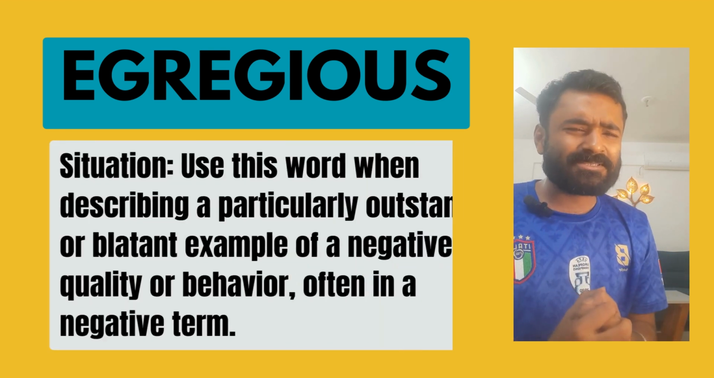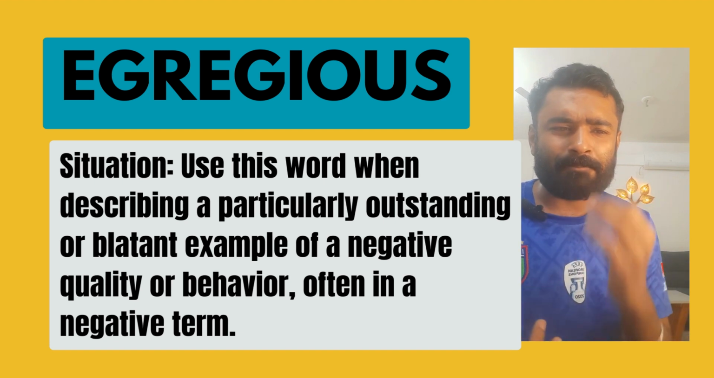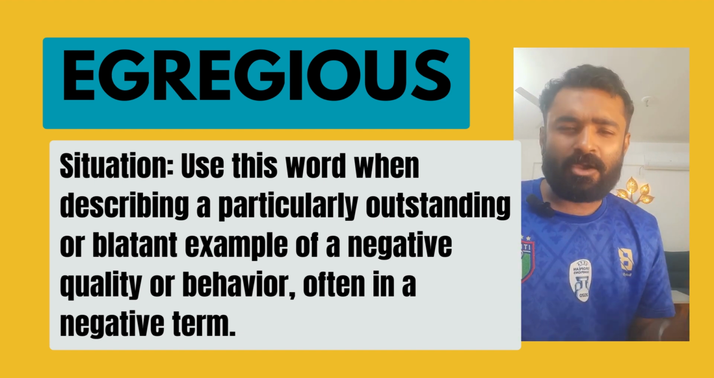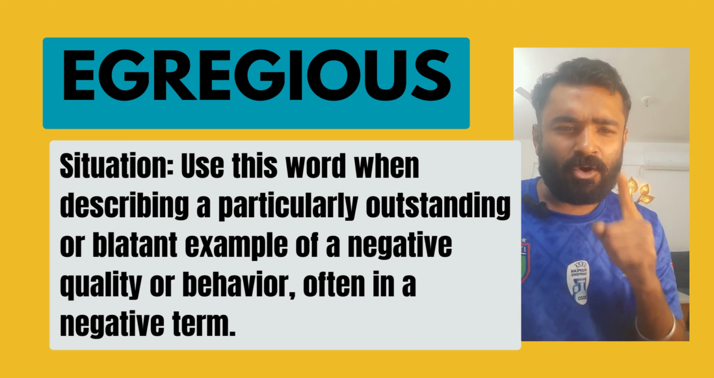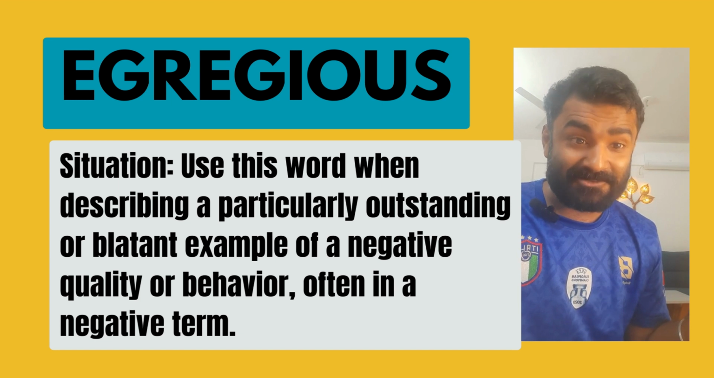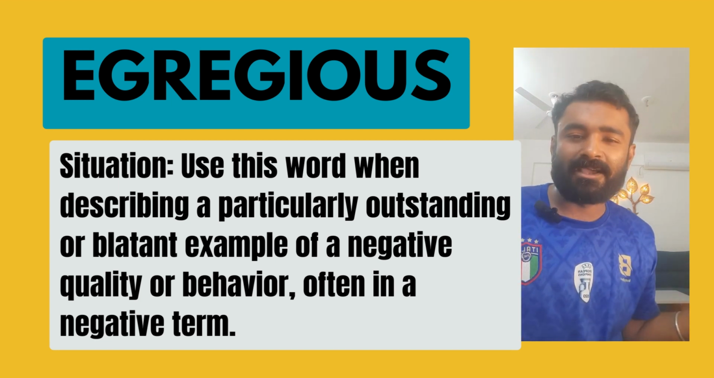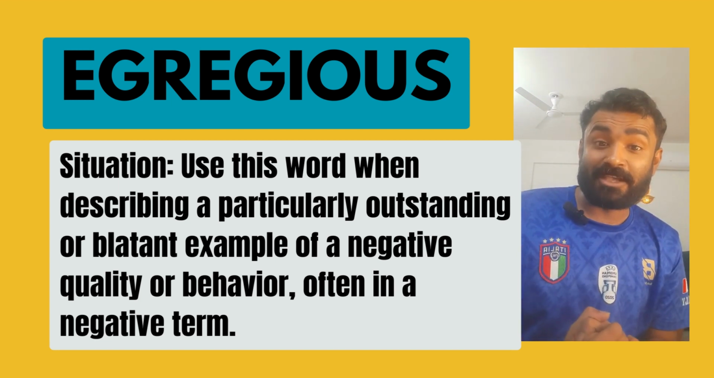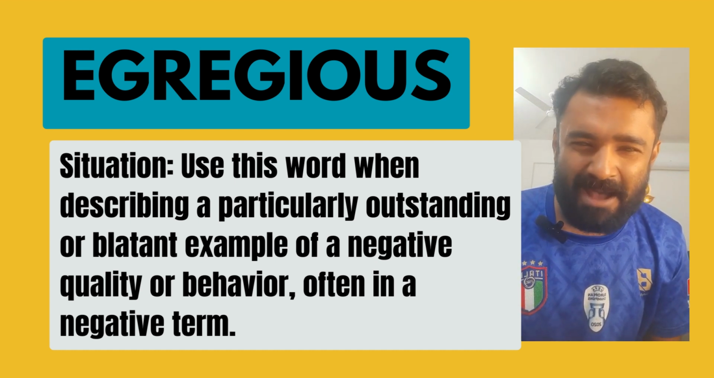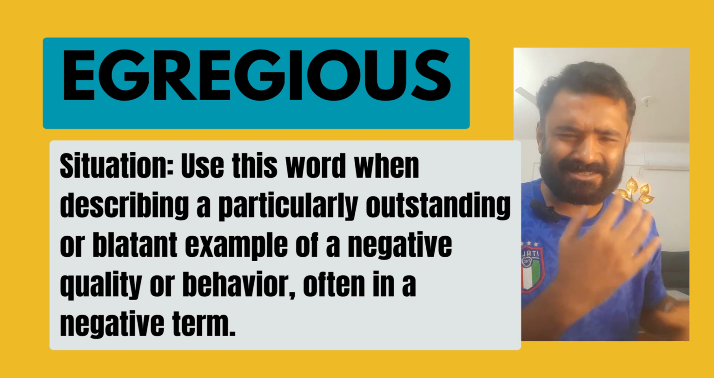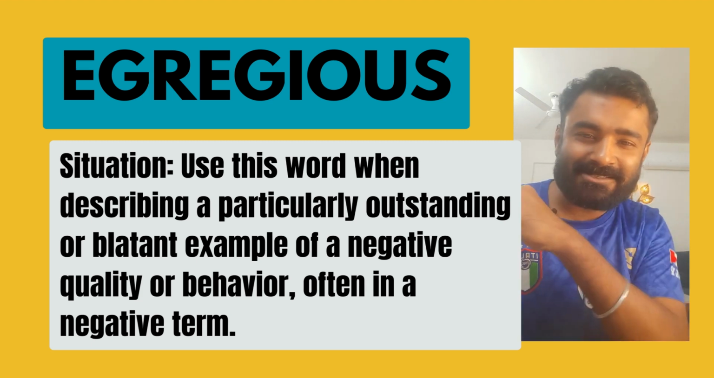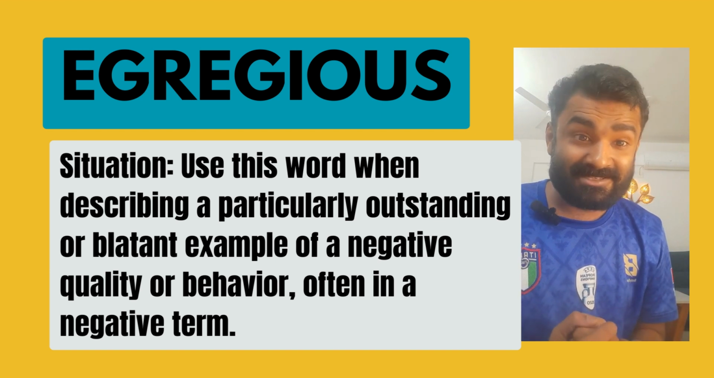Situation is use this word when describing a particularly outstanding or blatant example of a negative quality or behavior, often in negative terms, right? कोई भी चीज़ एकदम घटिया हो, फालतू हो, उसके जगह आप क्या यूज़ कर सकते हैं पता है? Egregious. Don't say very bad or terrible. This is a better word, right? And it surely can enhance the quality of your sentence.